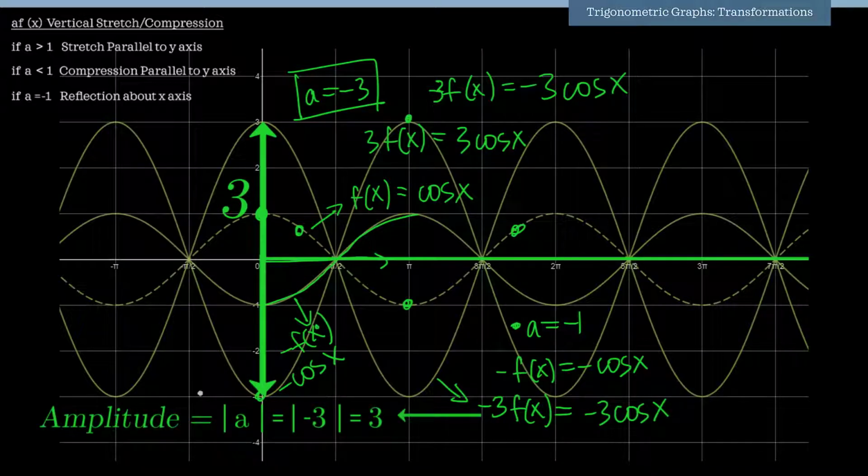And the amplitude of this function minus 3 cosine x is positive 3, because we take the positive value of the coefficient of the trigonometric function. And you can see over here the distance from the center line to the minimum point or to the maximum point is 3. And that's what the amplitude is. It's the distance from the center line to the maximum point or to the minimum point.